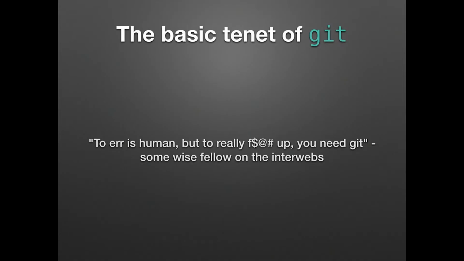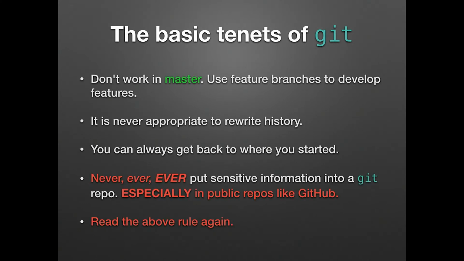Some wise person on the internet once told me that to err is human, but to really, really screw up, you need Git. Boy, let me tell you. First off, when you're working in Git, don't work on master. Just don't do it. If you see the master branch, run away screaming in the other direction, all right? Use feature branches. They're powerful, they're helpful.